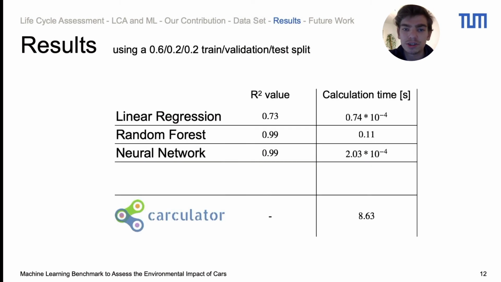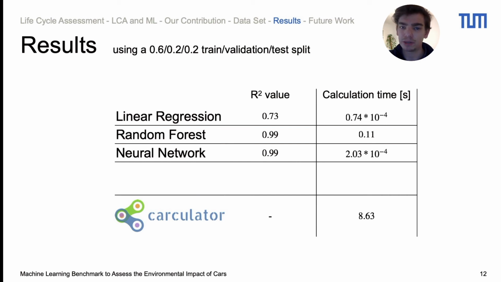Here are the different results using a 60-20-20 train validation test split. We compare the different models using the R-squared value. So the R-squared value is the proportion of the variance that is explained by the model. It goes from -∞ to 1, where 1 is the best possible result. The R-squared would be 0 if the model would always predict the expected value. We also compare the calculation time, which is the time it takes to come to a result given a single set of input parameters.